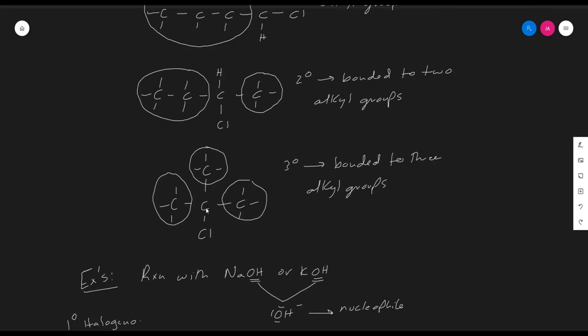The name of this molecule: if you locate the longest continuous chain, which is these 3 carbon atoms, and you number them, the methyl group and the chlorine atom would be on the second carbon of the longest continuous carbon chain, and thus it would be called 2-chloro-2-methylpropane, named in alphabetical order.